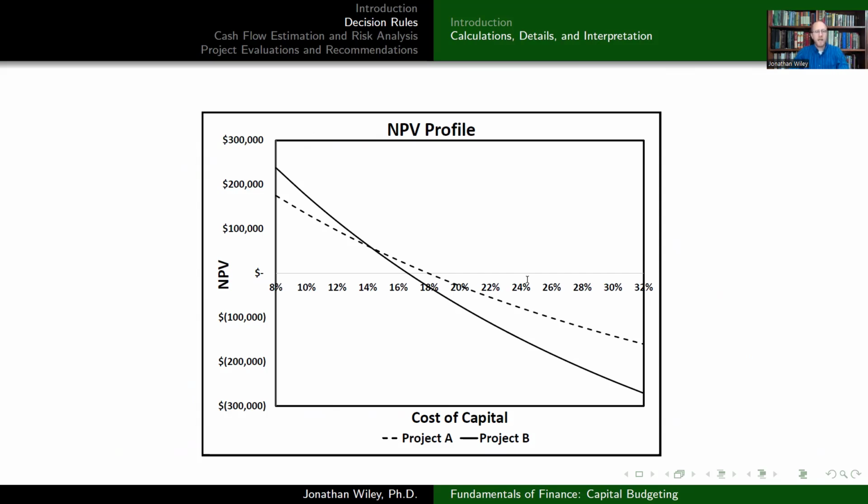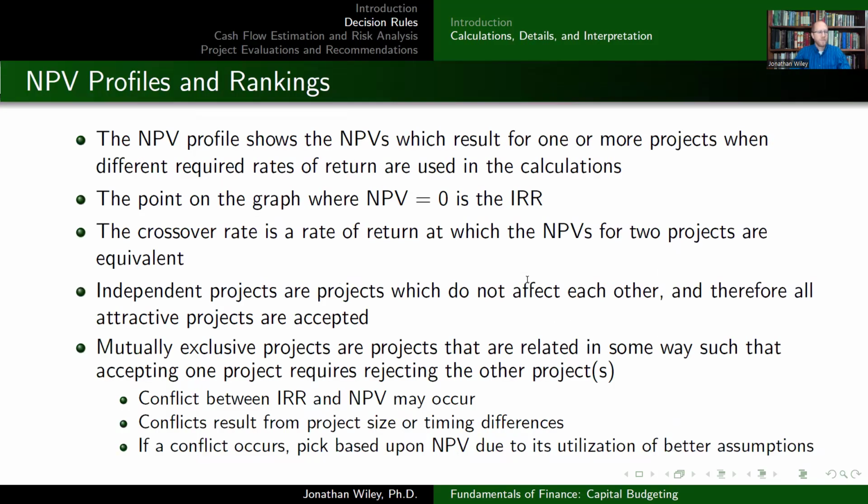So if I'm faced with a conflict where IRR appears to be pointing me in one direction and net present value is pointing me a different direction, side with net present value in that case, basically because it's based on a better set of assumptions. Okay.